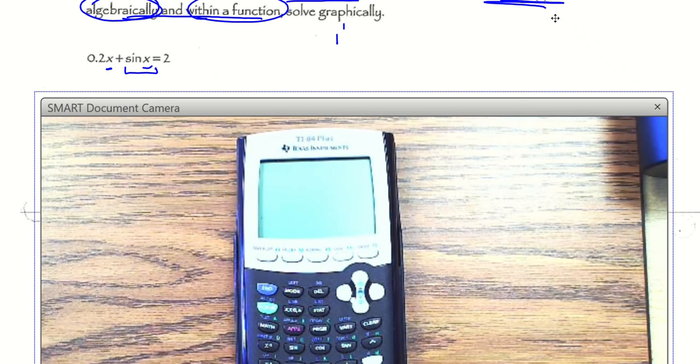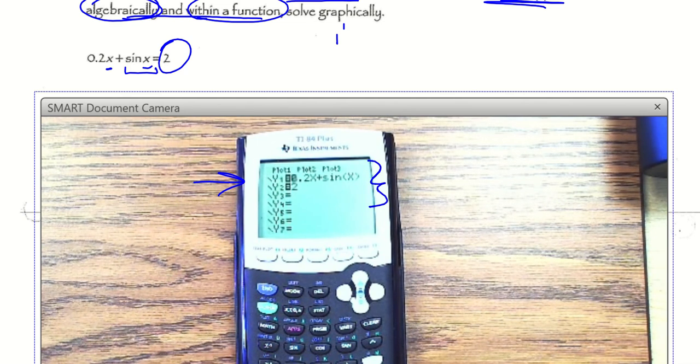And the first thing we're going to do is go to our calculator and enter those functions. We're going to enter the left side as y1. So I have here that y1 is 0.2x plus the sine of x. And I'm going to enter the right side as y2. So I have y2 equals 2. And we want to graph those, and we want to look for where these two functions intersect. That's where our solutions will be.